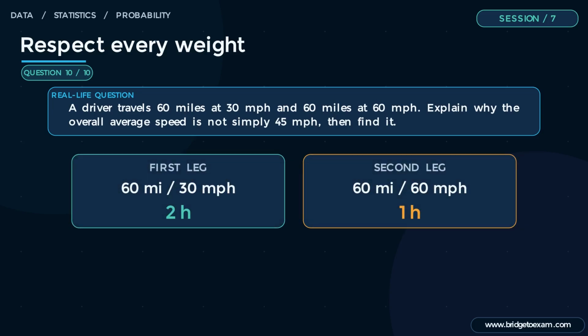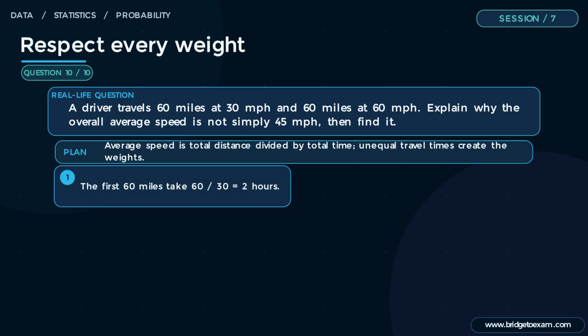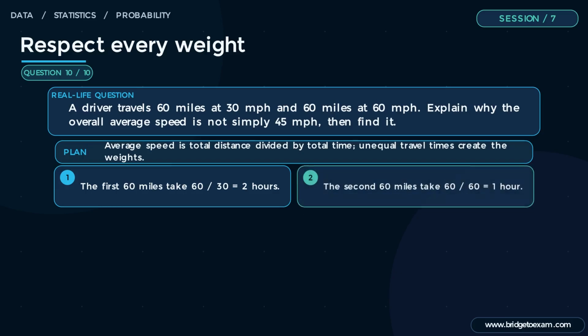The comparison places both cases on the same scale. Plan. Average speed is total distance divided by total time. Unequal travel times create the weights. Step 1. The first 60 miles take 60 divided by 30 equals 2 hours. Step 2. The second 60 miles take 60 divided by 60 equals 1 hour.